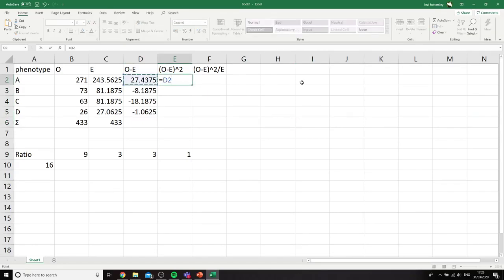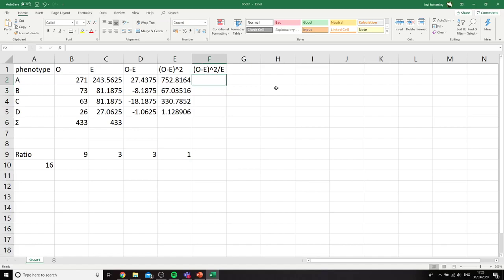Now this one, you need to square the last box. Okay. Again, it's going to be the same formula, so you can click and drag. Now this one equals that box. And all we've done is we've just divided by the expected. Okay. Again, you can click and drag.